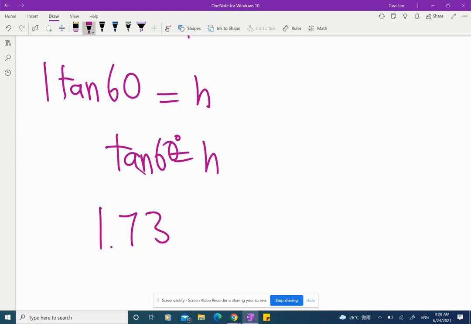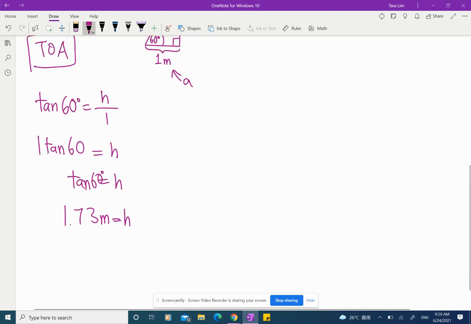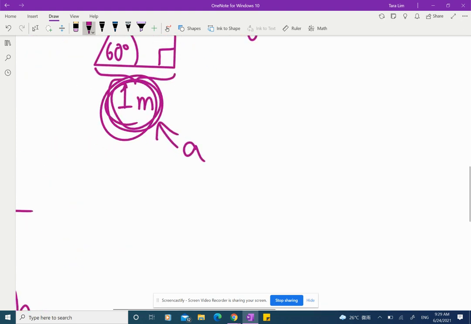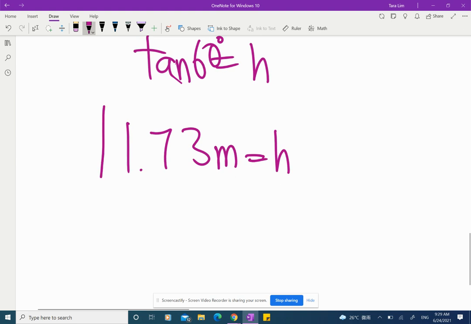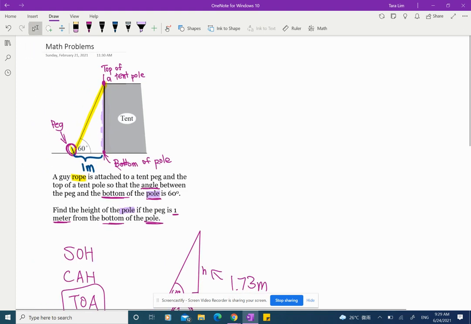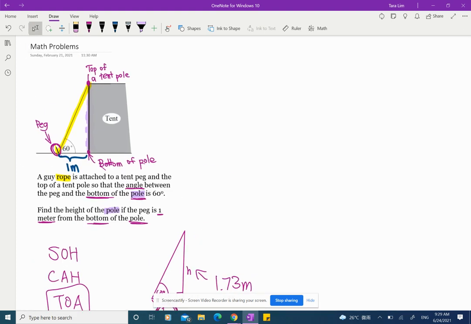1.73. I'm going to round it to 3 significant figures. Now remember the units. Always remember the units. We know that it is m because the length is meters. So the same with height, we have to use meters. So we solve the height. The height is 1.73 meters. So that is how you do a word problem.